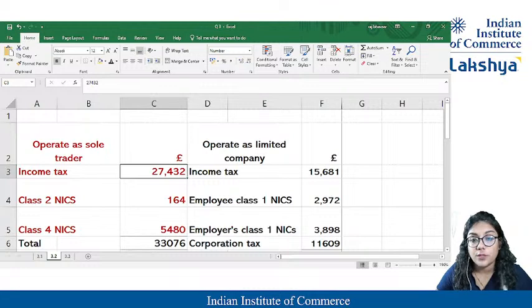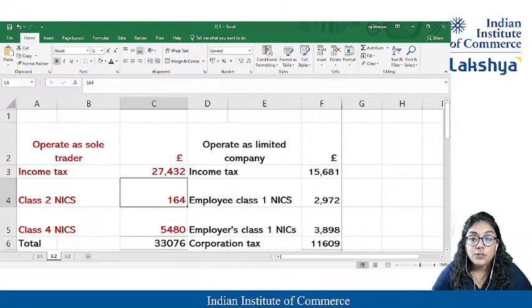So 27,432. Class 2 over here, we know when it is a sole trader, they have to pay both the classes, employer, like, yeah. So class 2 will be N1 over here, 164. Class 4 will be 5480. So if I take a total, it's this.